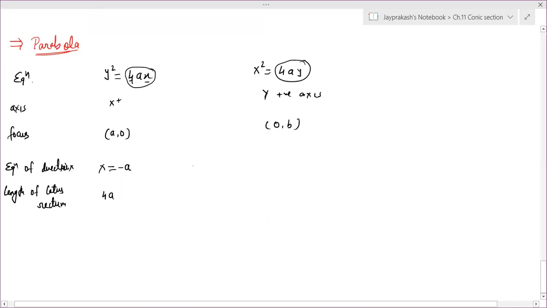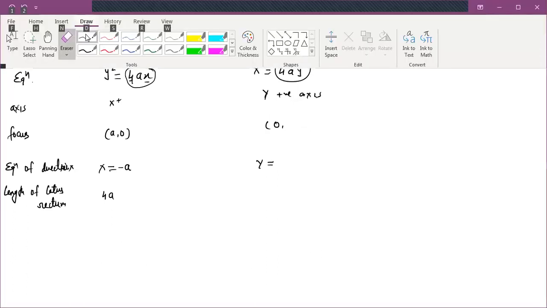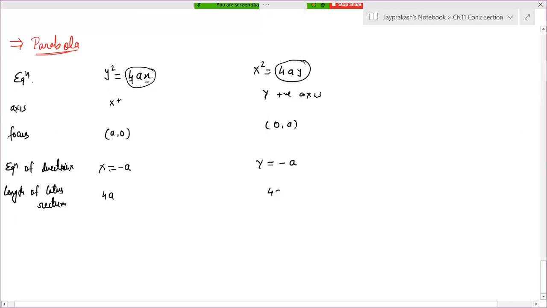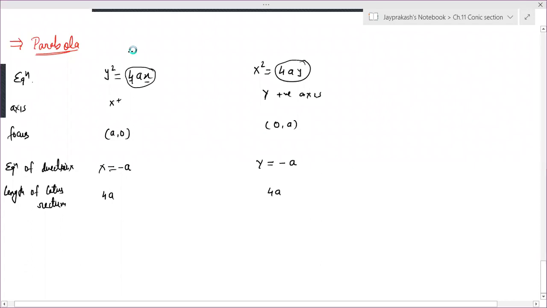The equation of directrix will be y is equals to, okay, 1 minute, we have taken here a, so we have to write here only a. Here a denotes the point on the y axis, so 0 comma a, and directrix is y is equals to minus a, and the length of latus rectum is equals to 4a. For the negative side it can also be written as -4ax and this one can be written as -4ay.